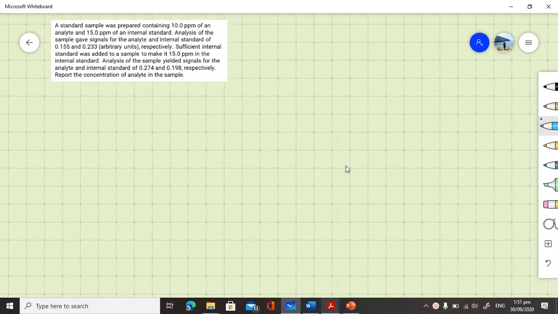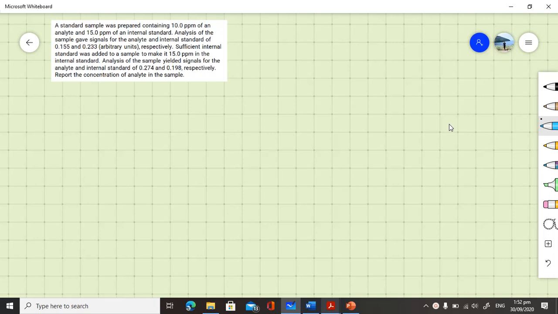So this is an example of an internal standard. Okay, so a standard sample was prepared containing 10 ppm of an analyte and 15 ppm of an internal standard.